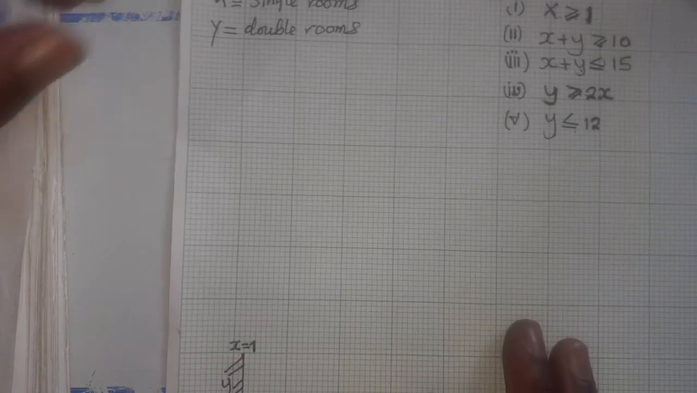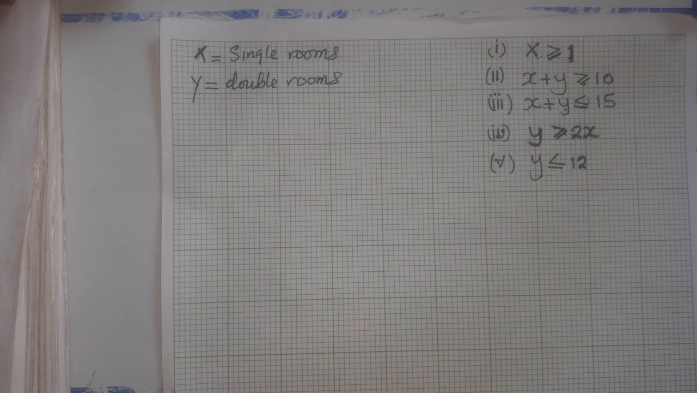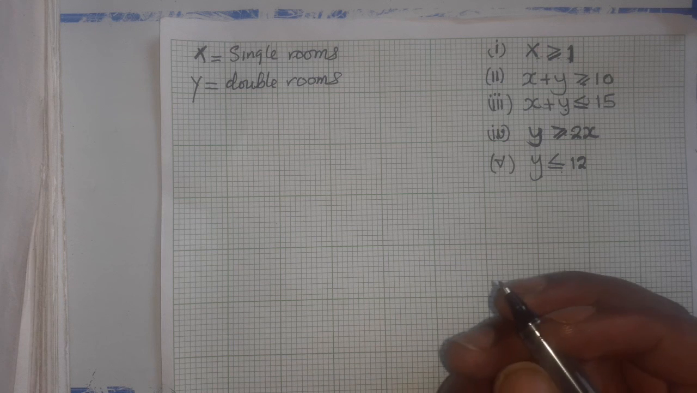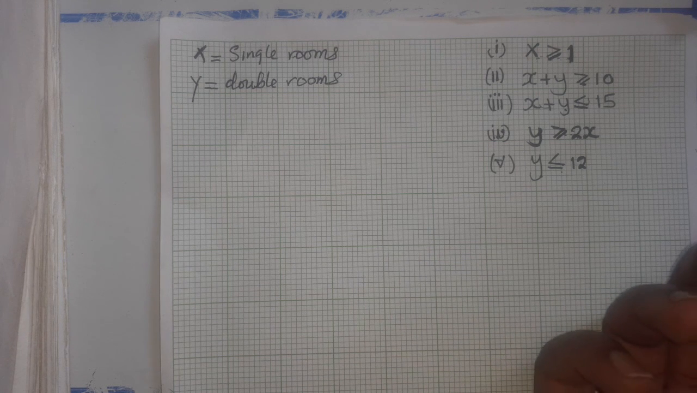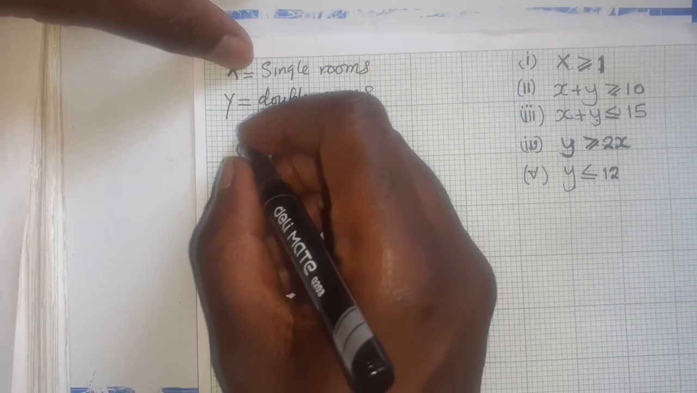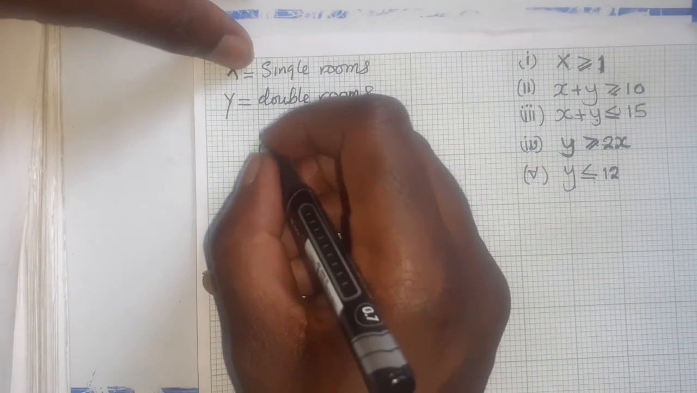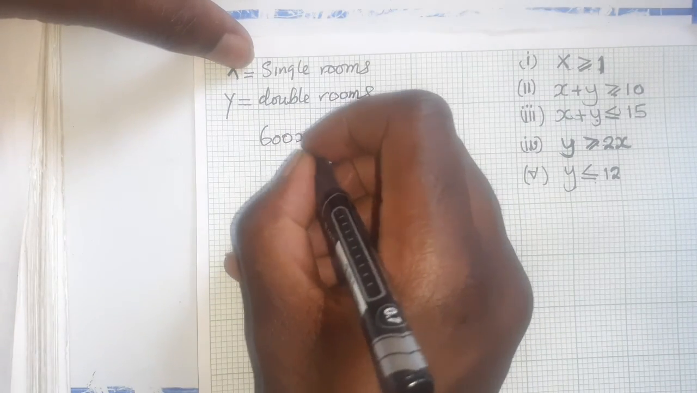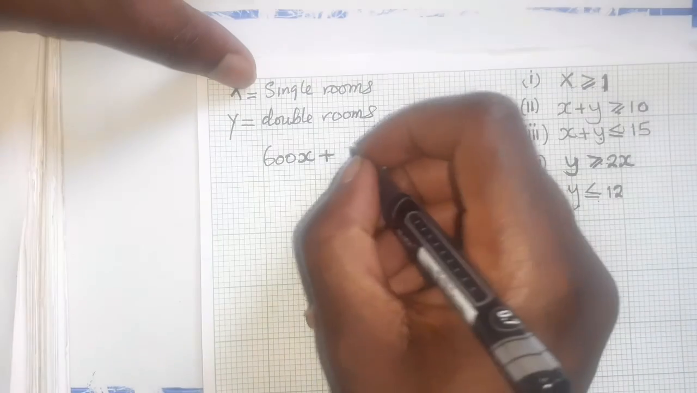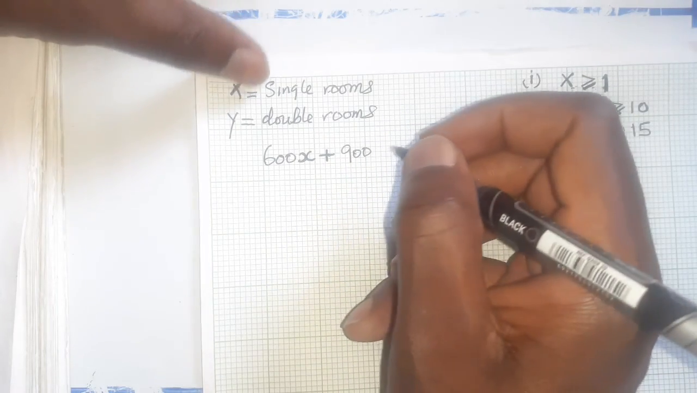All right. So here we are talking about the rooms there. If, for instance, this is a lodge, and you are moving into a single room, you are going to pay 600 kwacha. Into a double room, you are going to pay what? So we need to come up with what we call the objective function, or the profit. So the objective function is this one. You remember, it's 600 for X, which is single room, plus 900 for what?